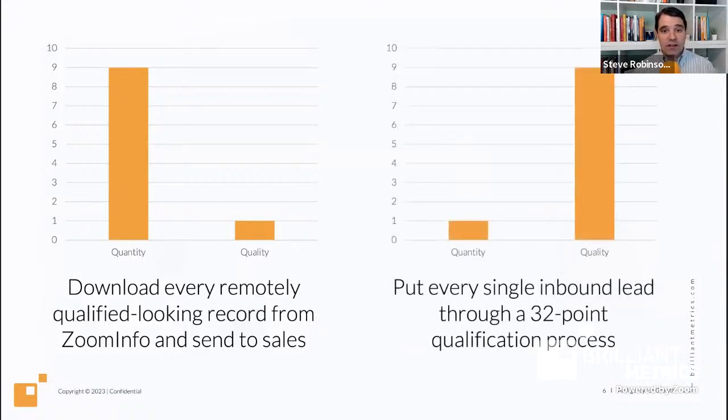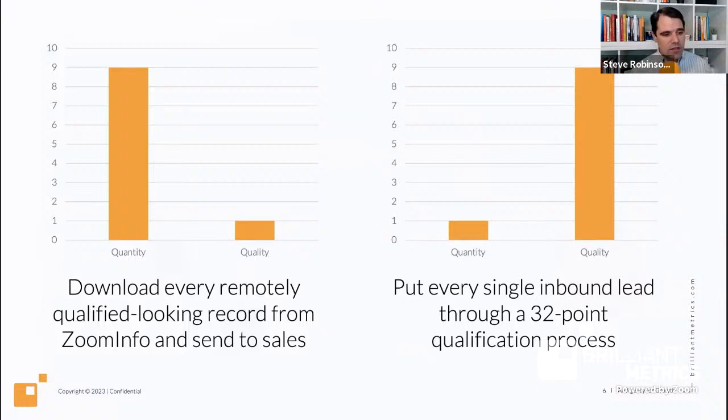Conversely, if I wanted to make sure that I was maxing out quality, I could run every lead that comes in through some 50-point lead check, make them fill out a form that makes them incredibly qualified before they hit go, and only hand to sales those 1 or 2 leads that are just perfectly qualified. But I'm not going to hit my goals that way either.